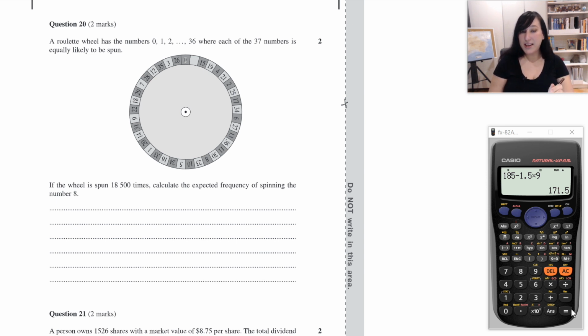So the number 8 is just one out of the 37 numbers. So it has a probability of 1 out of 37. So that means that 1/37th of the 18,500 times we expect to get 8. So we will times that by 18,500 to get our answer.